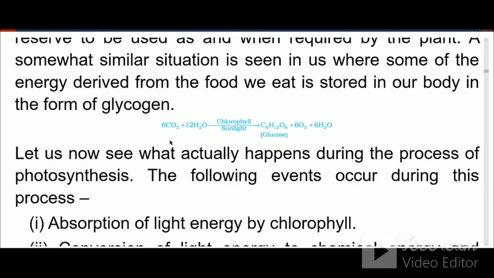See here the equation: carbon dioxide and water combine together in the presence of chlorophyll, the green pigment present in the plant cell, and sunlight. It makes glucose, that is carbohydrate, with 6 molecules of oxygen released into the atmosphere, as well as 6 molecules of water. That is, during photosynthesis, water and oxygen are given out.